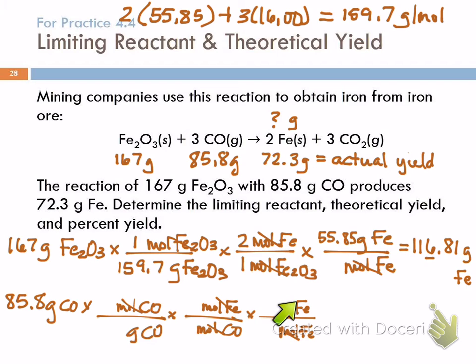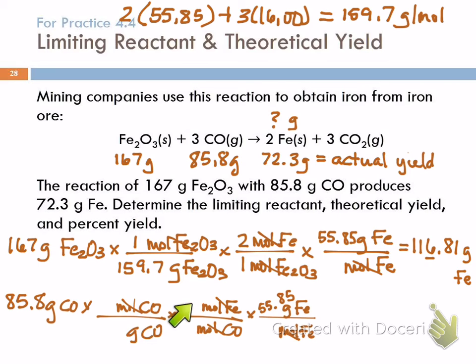This last term is exactly the same, although it's all squished and small. It's just iron either way, so no calculations. You're always going to the same product, and so the last conversion factor is always going to be the same when you're doing a limiting reactant problem.